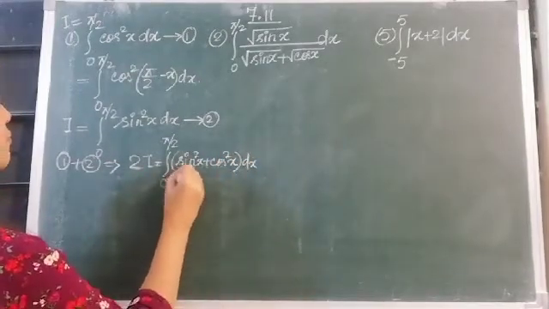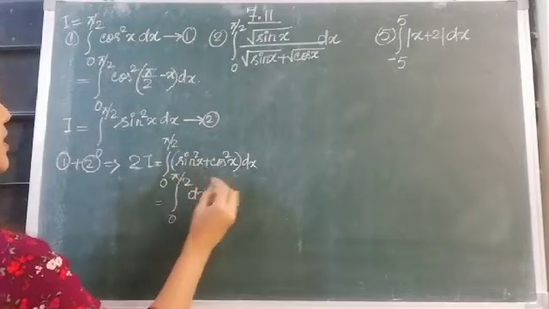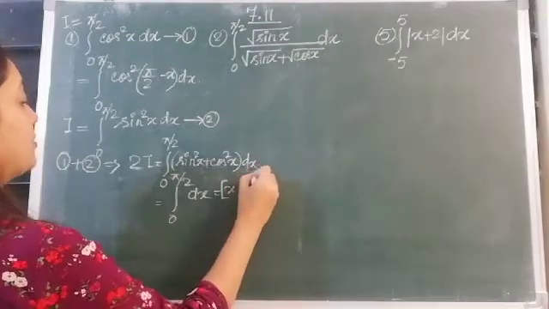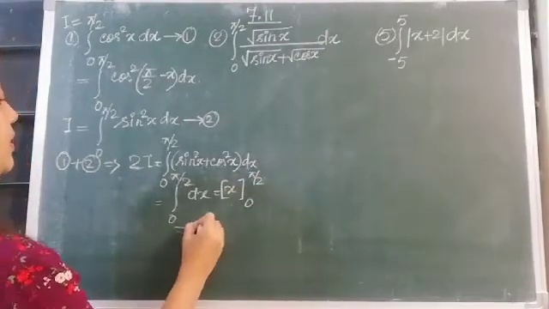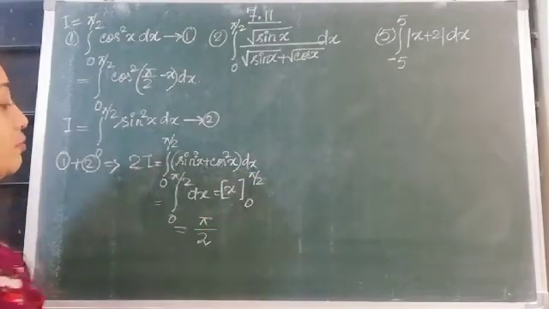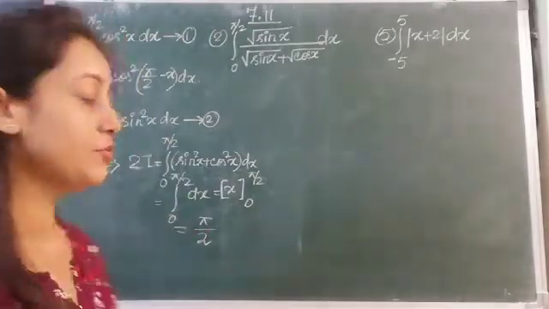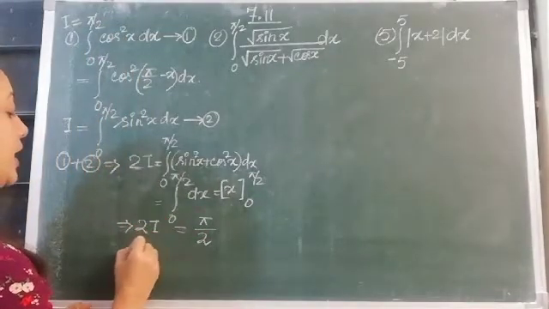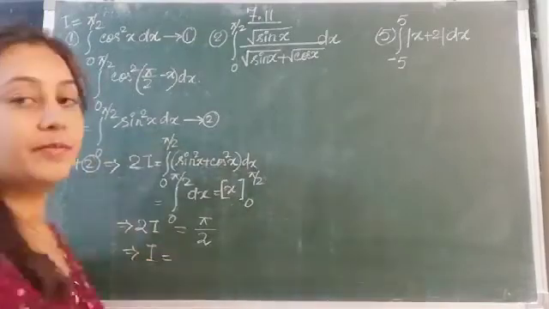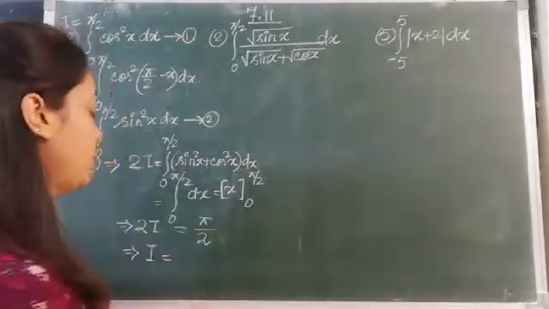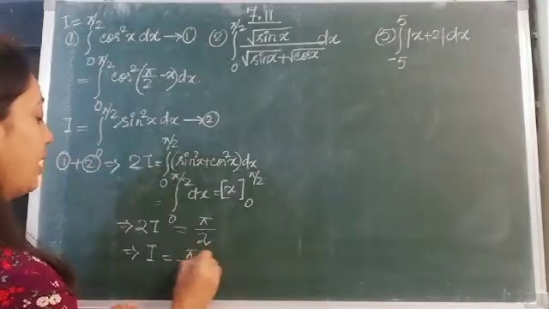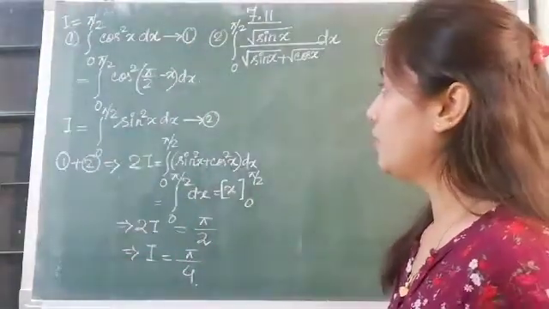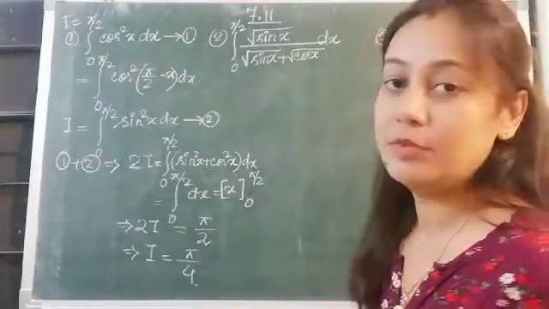So the integral from 0 to pi by 2 of 1 dx is equal to x. Now substitute the limits. Upper limit minus lower limit gives pi by 2 minus 0, that is pi by 2. So you are getting twice I equal to pi by 2, and hence the value of the integral after applying the property is pi by 4. So this is how we evaluate any integral using the properties.